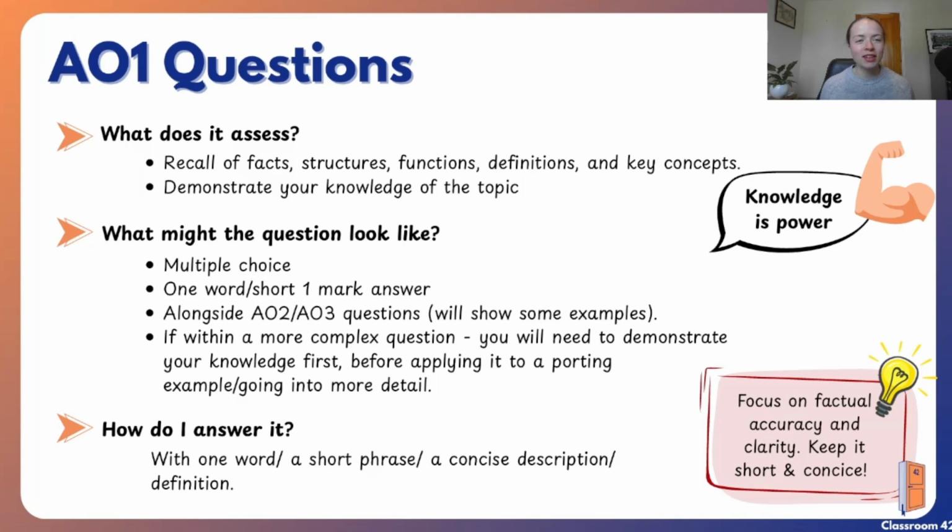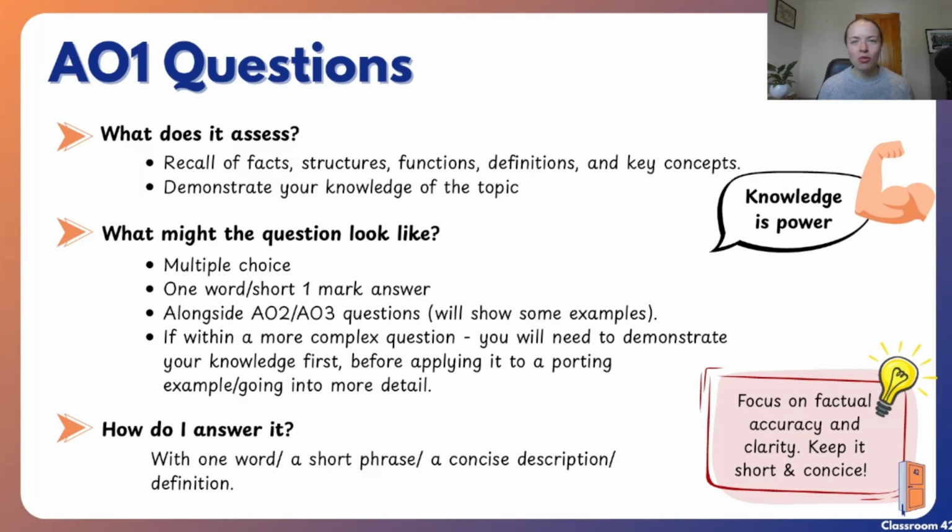So AO1 questions assess your ability to recall facts, structures, functions of particular organelles, for example, or other aspects of a process, definitions and key concepts. And so it's really your ability to demonstrate your knowledge of that topic. So here, knowledge is power, and that ability to have revised the content and be confident about each of your topics going into the exam is what's really key to getting those AO1 marks.